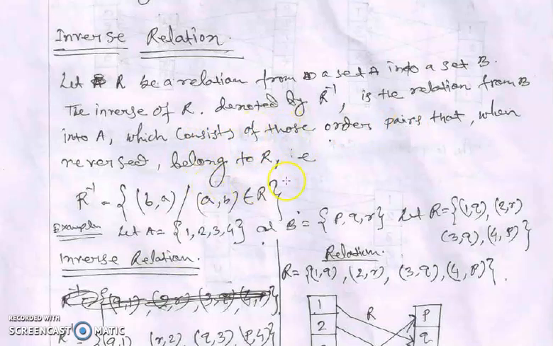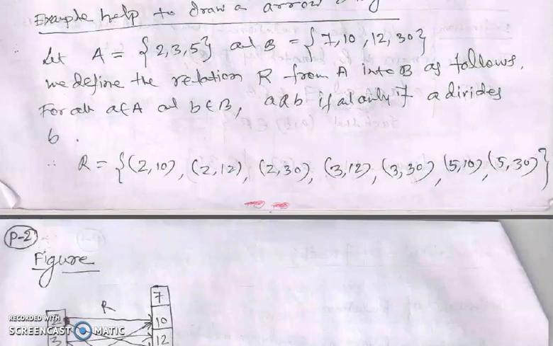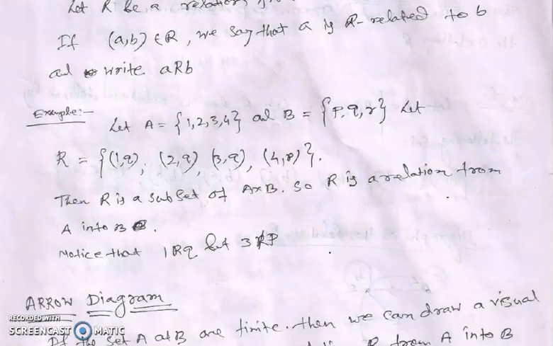Which consists of those ordered pairs when the reverse belongs to R. That means the inverse set consists of those (B, A) such that (A, B) belongs to R. We consider only this (B, A) where (A, B) belongs to R. If we consider the first example, if it's your R, then the R inverse you can easily write here: R inverse should be (Q, 1), (Q, 2), (Q, 3) and (4, P), nothing more.